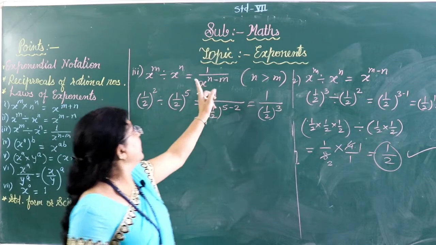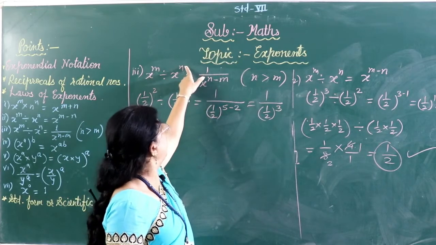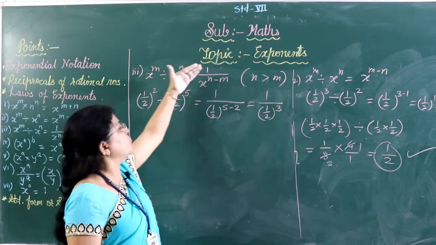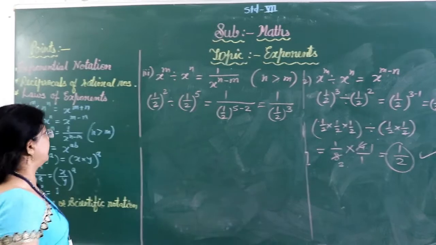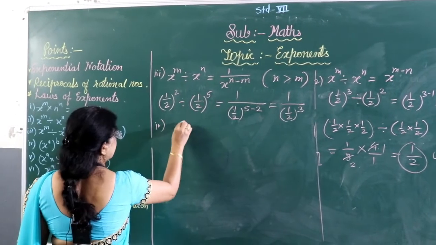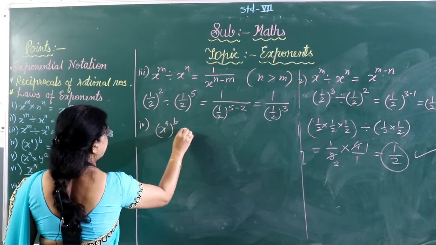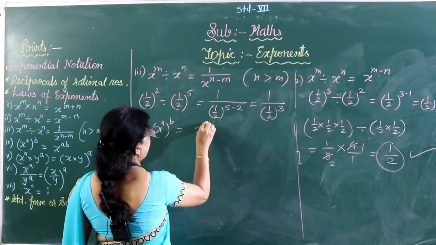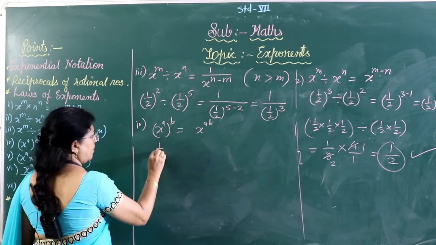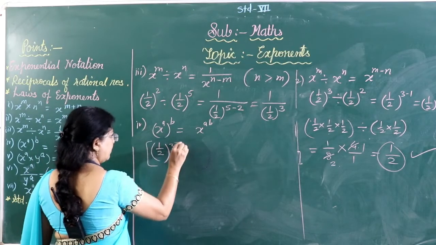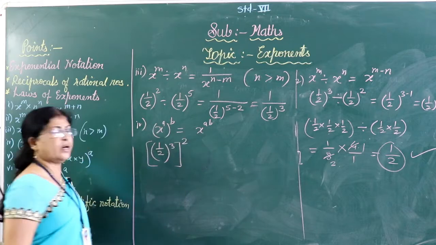In case the second exponent is greater than the first one, then only we will write it as 1 upon, and get subtraction. Then fourth law: x raised to a, to the power b. Power has again power, means x raised to the power ab. For example, 1 upon 2 raised to the power 3, and whole bracket again raised to the power 2.